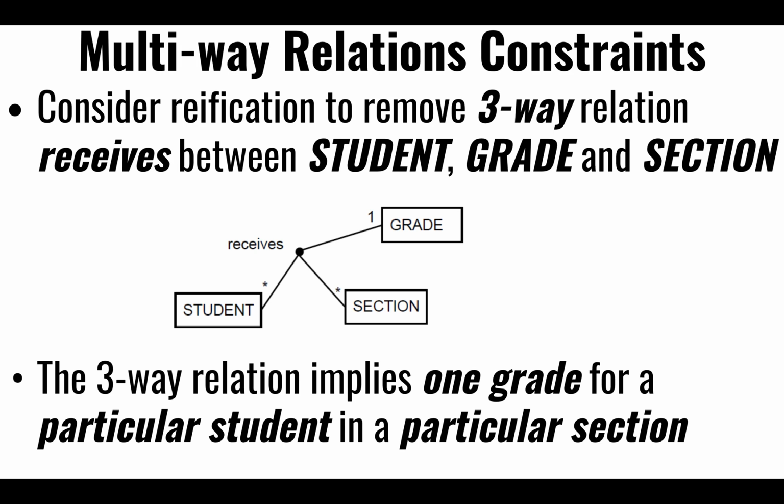It does not allow me to be in the same section twice and have a separate grade. So if I'm looking at student 1 enrolled in section 1, they can only have one particular grade. If I look at the same combination of the same student and the same section, I can only possibly have one grade. Make sense? So that implies a constraint. If I know the section and I know the student, there can only possibly be one grade. That's the implied constraint.